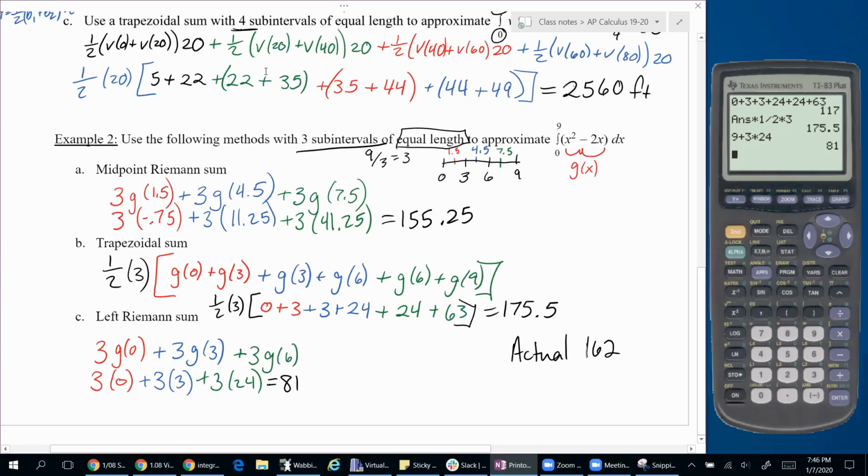Also, the more subintervals we would have, we would be more accurate. I hope you enjoyed this video on Riemann sums and trapezoidal sums.